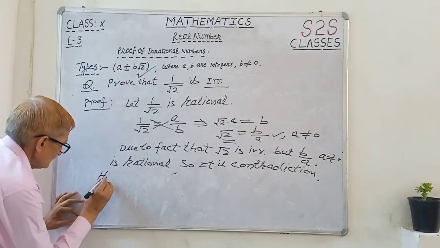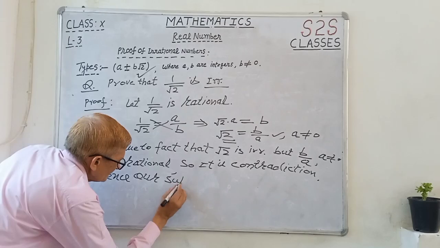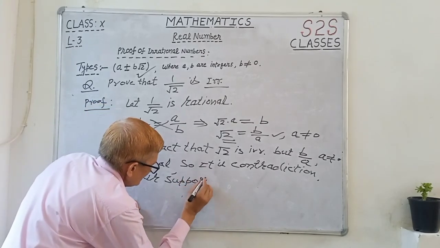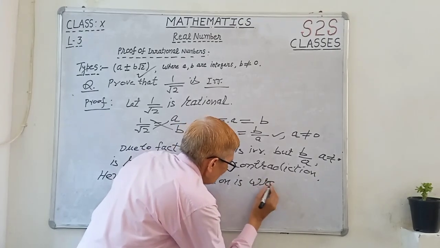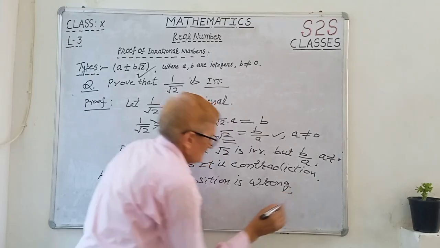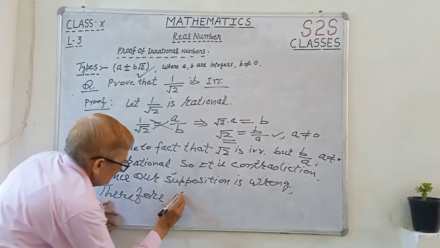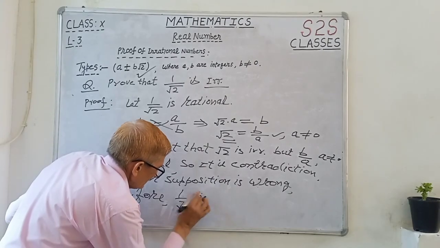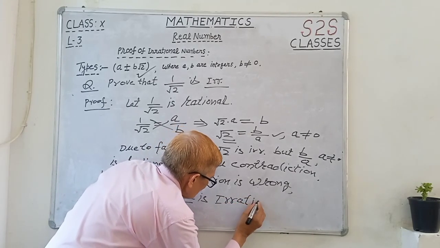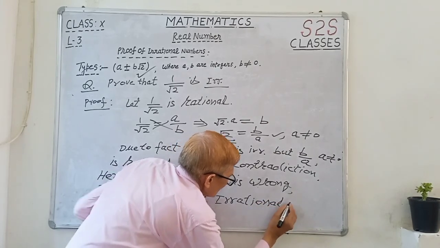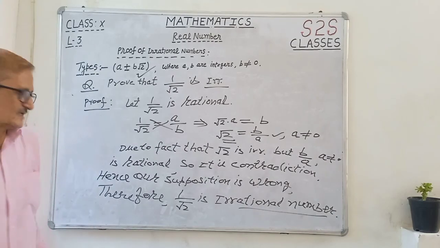Hence our supposition is wrong. Therefore, 1 upon root 2 is an irrational number. Hence proved.